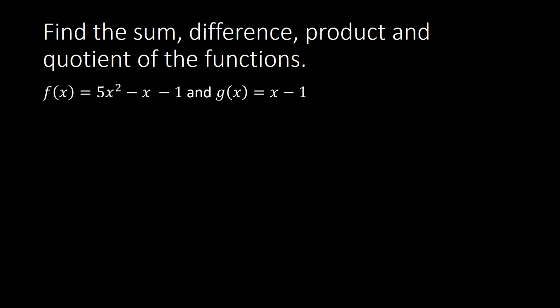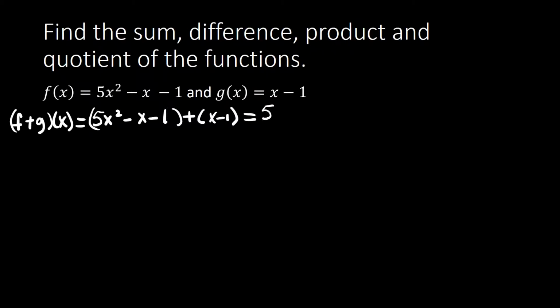So let's look at a couple of problems. Here we want to find the sum, difference, product, and quotient for these two functions. The first function is f of x equals 5x squared minus x minus 1, and g of x equals x plus 1. So let's look at f plus g. Remember, it's f of x, our 5x squared minus x minus 1, plus our g of x, which is x plus 1. When we combine like terms, we have 5x squared. That negative x and that positive x will cancel. You have negative 1 plus 1, which is 0.